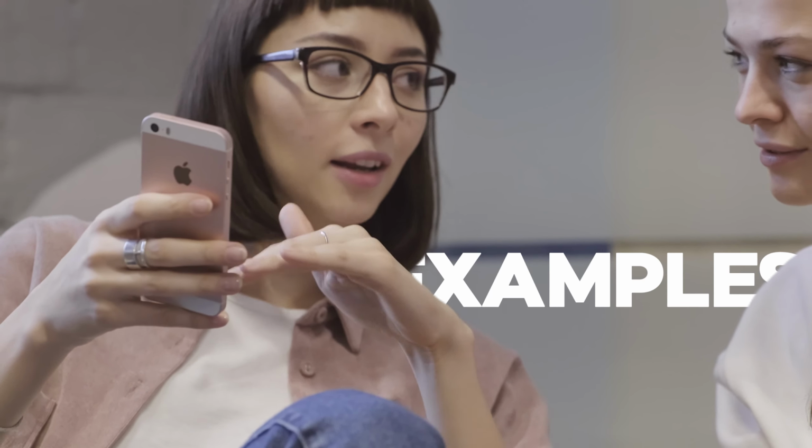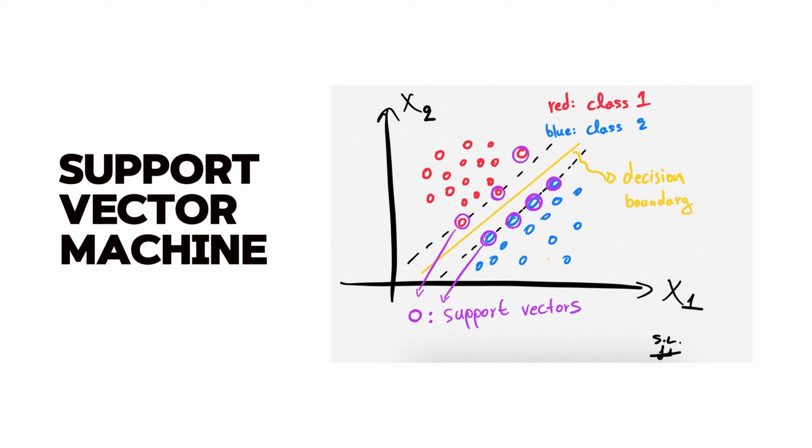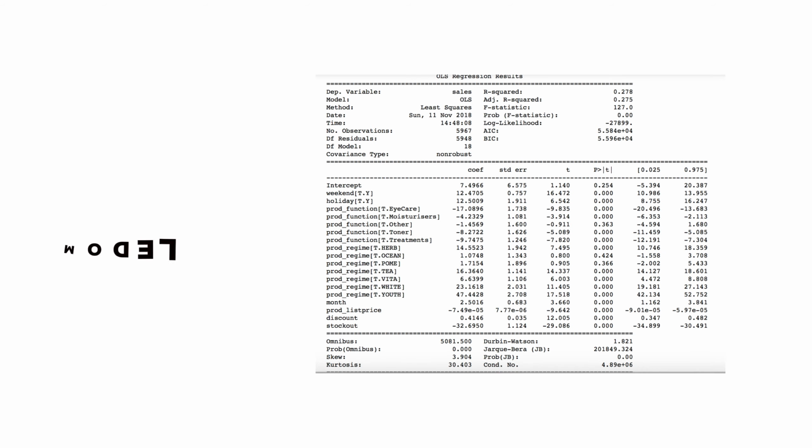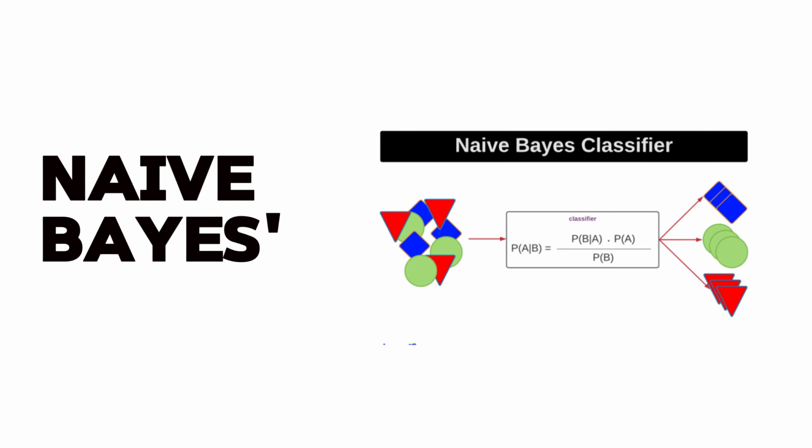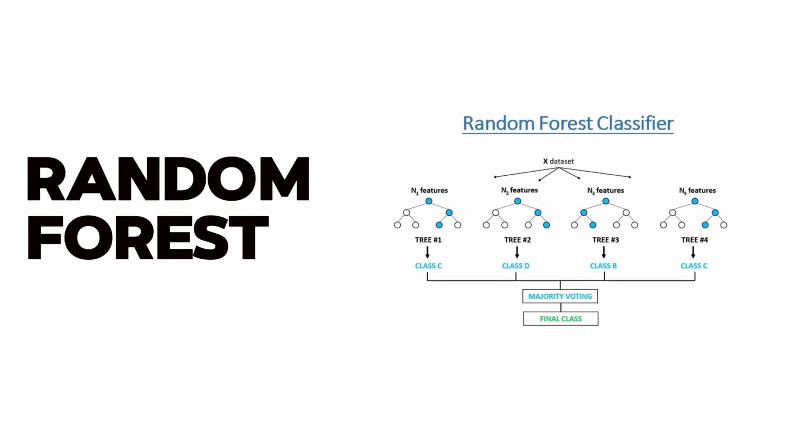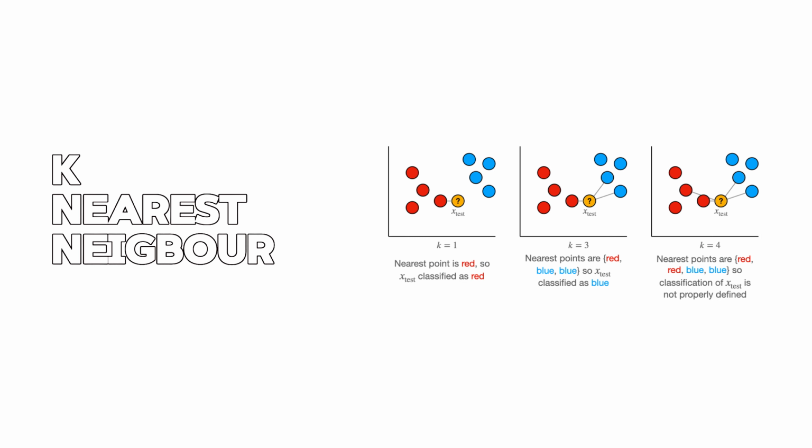Examples of supervised learning include SVM, which is the short form of support vector machine. We also have the linear regression, we have the logistic regression, we have the naive Bayes, we have the random forest, we have the decision trees, we have KNN, just to mention a few.